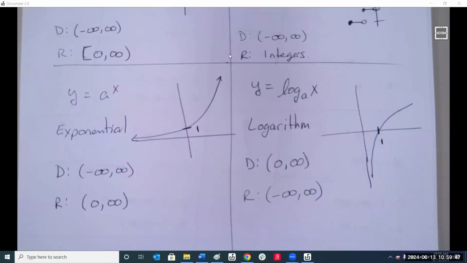So, we'll stop there because it's almost 11 o'clock. The transformations we're going to look at next week are horizontal, moving left to right, vertical, moving up and down, or stretching them, or shrinking them. Those are the four transformations possible. But it helps if you know these graphs to begin with.